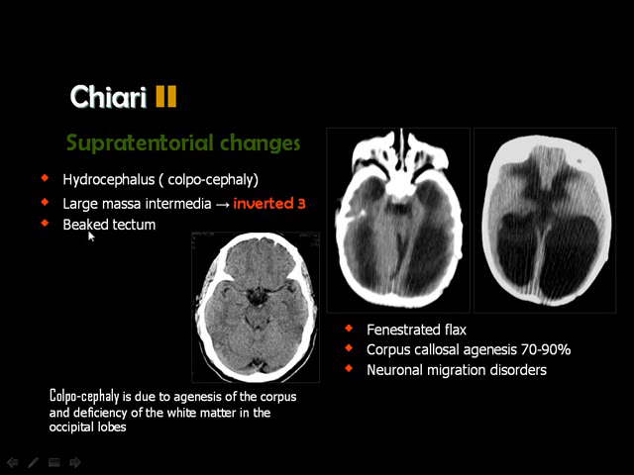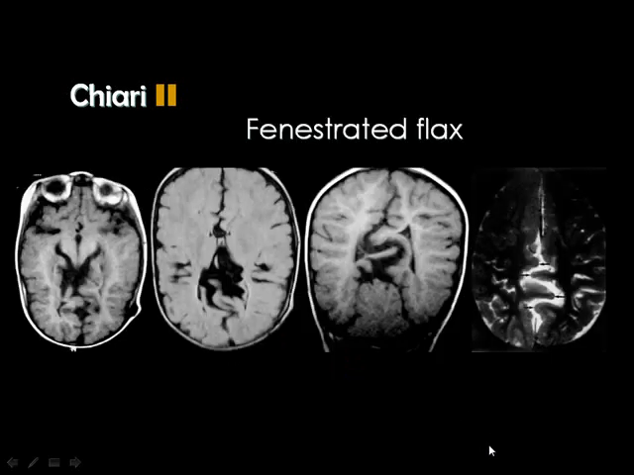Then beaking of the tectum. You remember that this is the quadrigeminal cistern and this is the tectum of the midbrain. Whenever the posterior fossa structures descend in the upper part of the cervical canal, the tectum will also descend, and you get beaking of the quadrigeminal cistern, which is beautifully seen, especially after shunting.